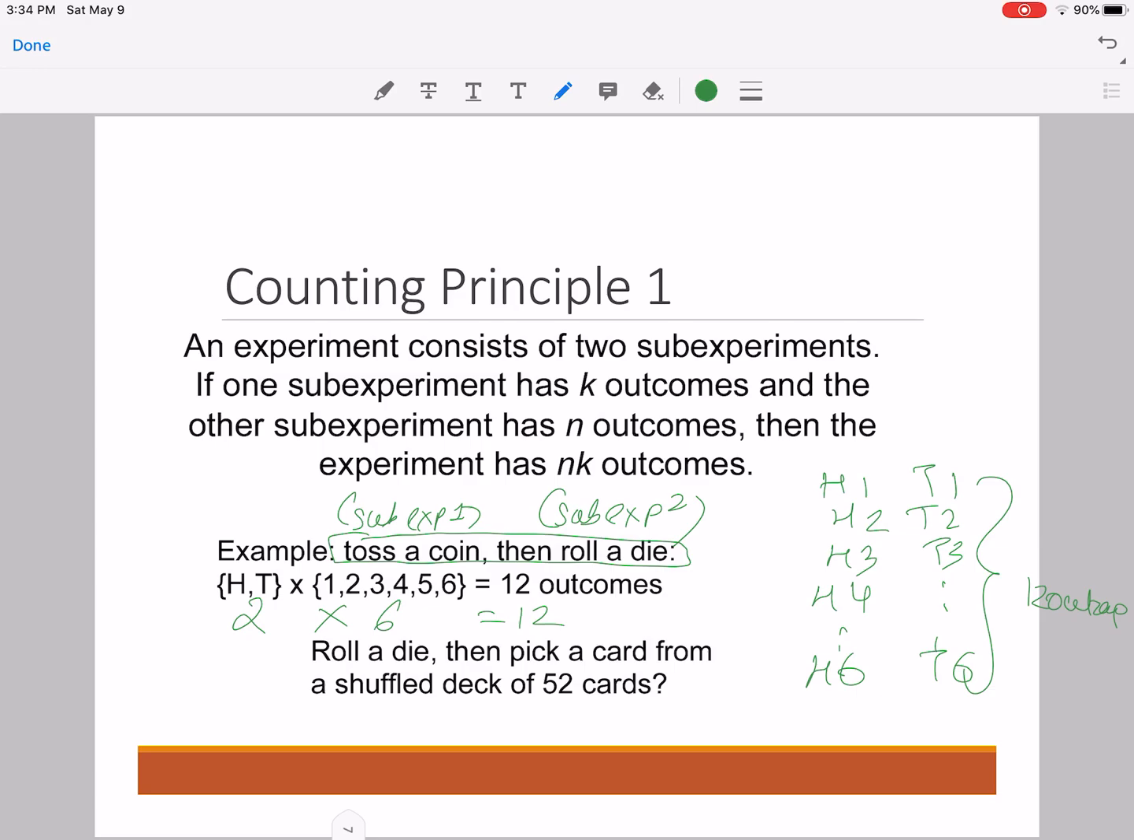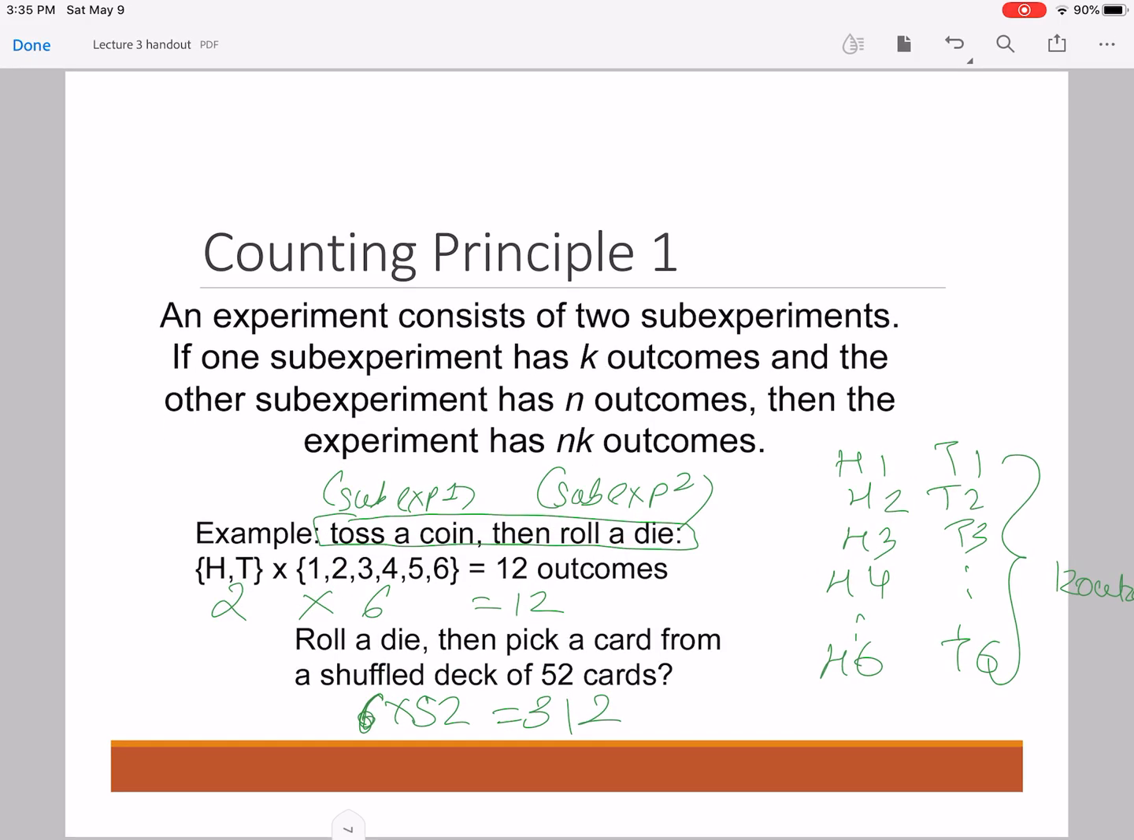Similarly, consider an experiment. You roll a die, then you pick a card from a shuffled deck of 52 cards. How many outcomes are there? You can pause your video here and calculate the total number of outcomes in this experiment. Once you're ready to find the answer, you can unpause your video. All right, the total number of outcomes in this experiment will be 6 times 52, because there are 6 outcomes when you roll a 6-sided fair die, and there are 52 outcomes if you were to pick a particular card from a shuffled deck of 52 cards. So that gives you 312 outcomes overall.